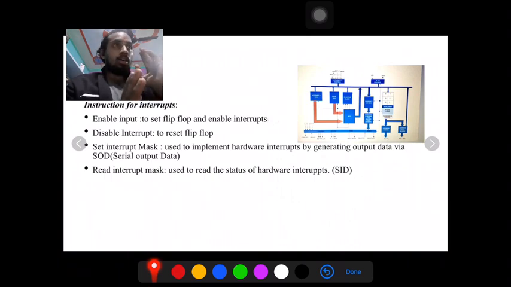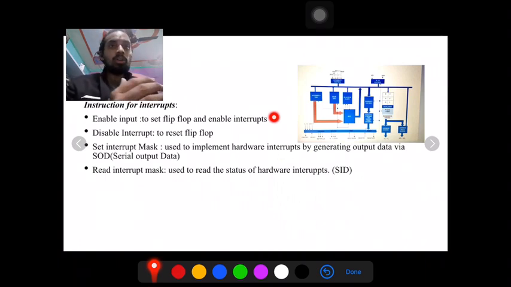Now when your work is done, what happens? Again it will be disabled, so it will be set to reset. Disable interrupt: if you want to reset your flip-flop, you're basically resetting your flip-flop, and that is your disable interrupt.